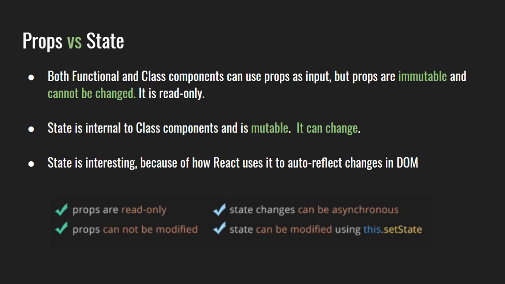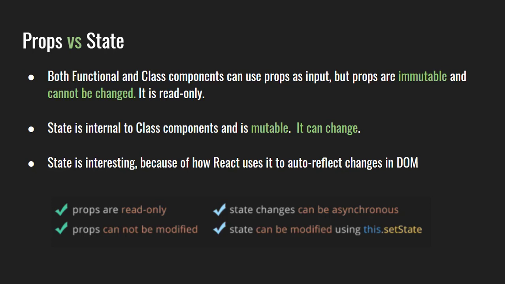So state is really interesting because of how React reflects changes in the DOM. When the state gets triggered, it re-triggers the render, and then there's all that tree reconciliation happening in the virtual DOM, and it's smart enough to know what has changed and update that accordingly, right?